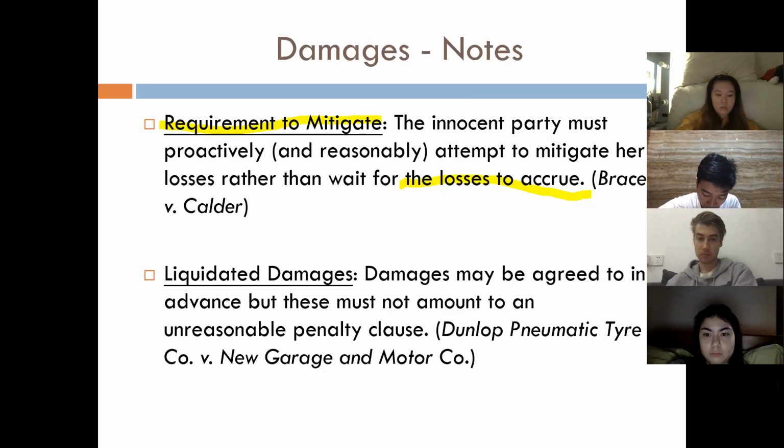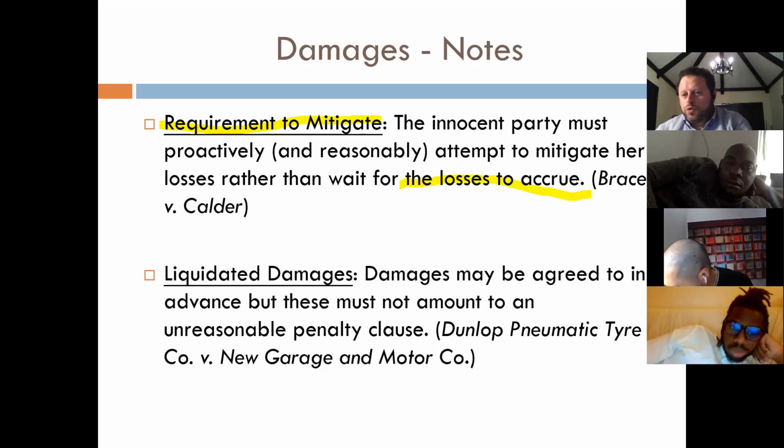Let's go back to my example with Jordan. So Jordan, I bought this 1,000 cases of beer.